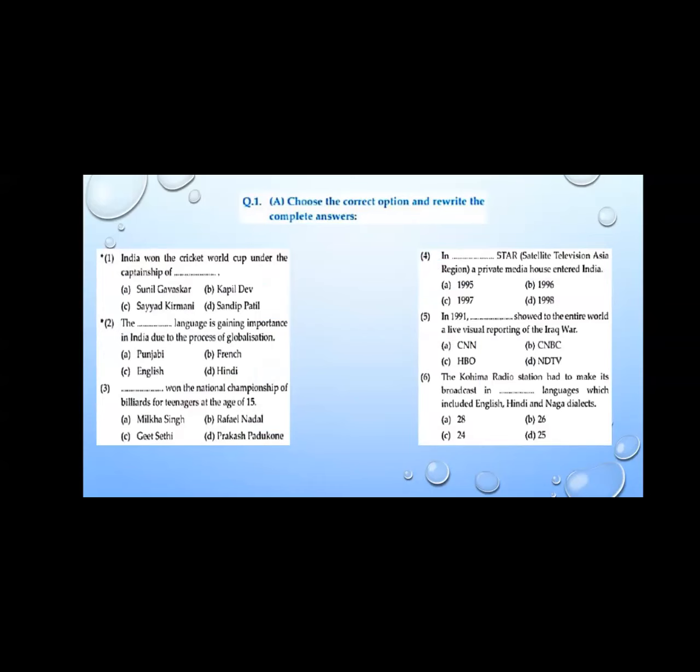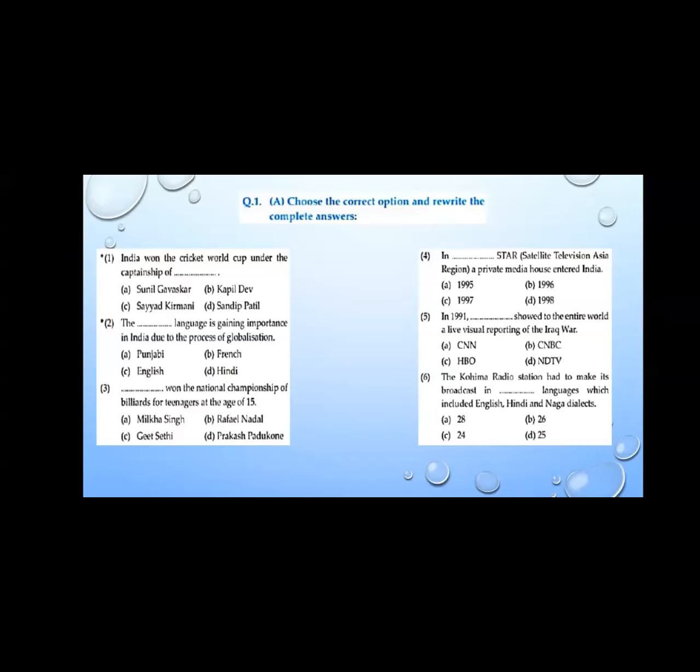So the first question here is, India won the cricket World Cup under the captainship of dash. The options given here are: A, Sunil Gavaskar; B, Kapil Dev; C, Syed Kirmani; D, Sandeep Patil. So you choose the correct option, that is B, Kapil Dev, and you write the full statement: India won the cricket World Cup under the captainship of Kapil Dev, and you underline the answer as well.